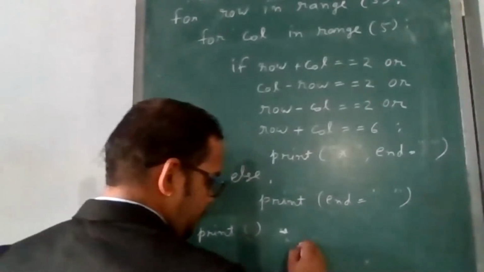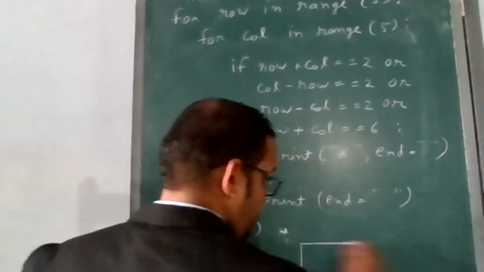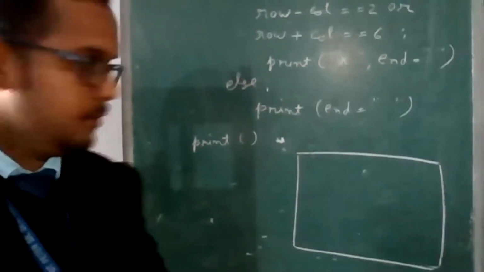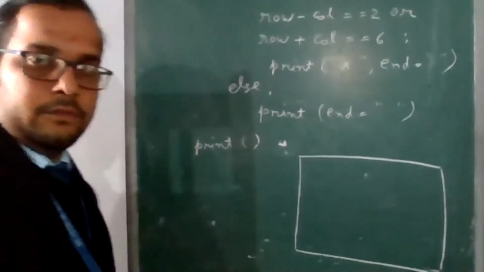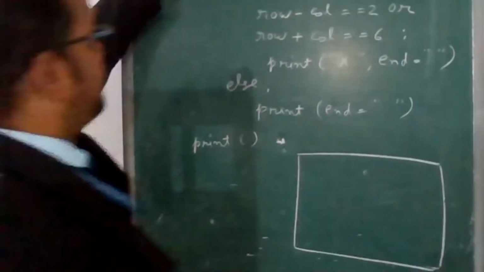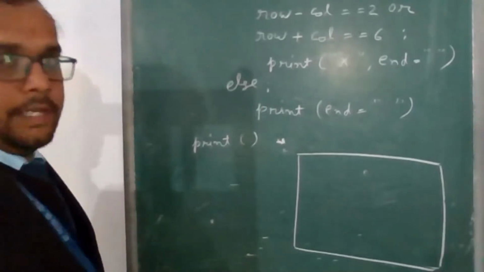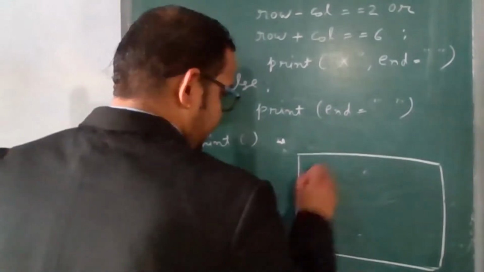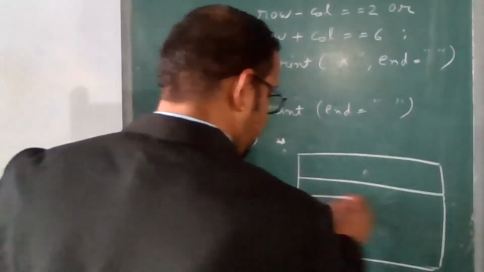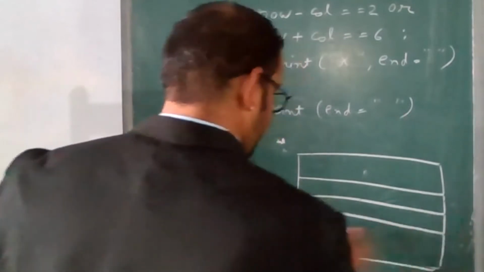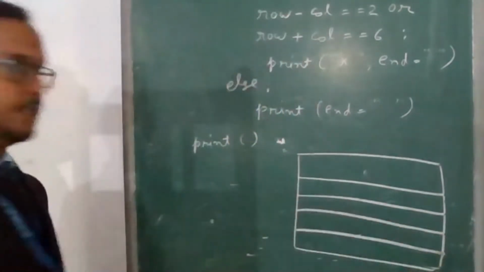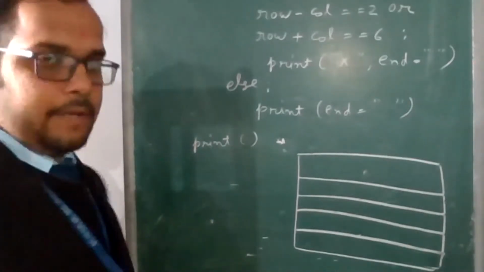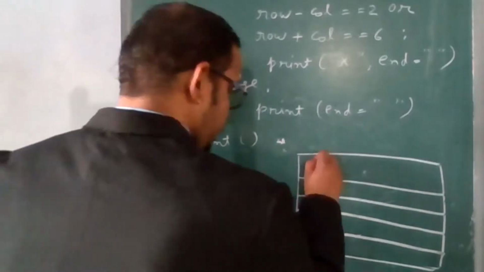The diagram, first you draw the diagram. Now, first prepare this box: for row in range 5. I have written for row in range 5, so the total number of rows is 5: 1, 2, 3, 4, and 5. These are the 5 rows. Then I have written for col in range 5, which means the number of columns is also 5.